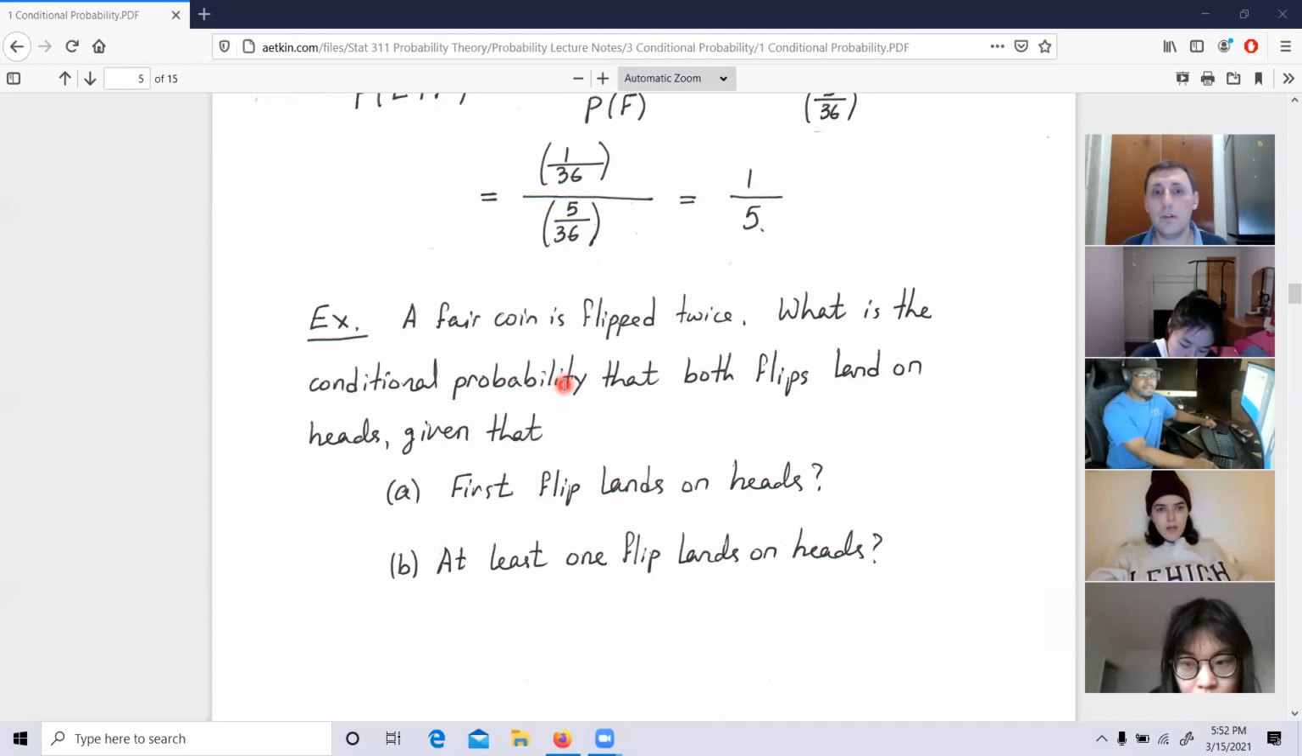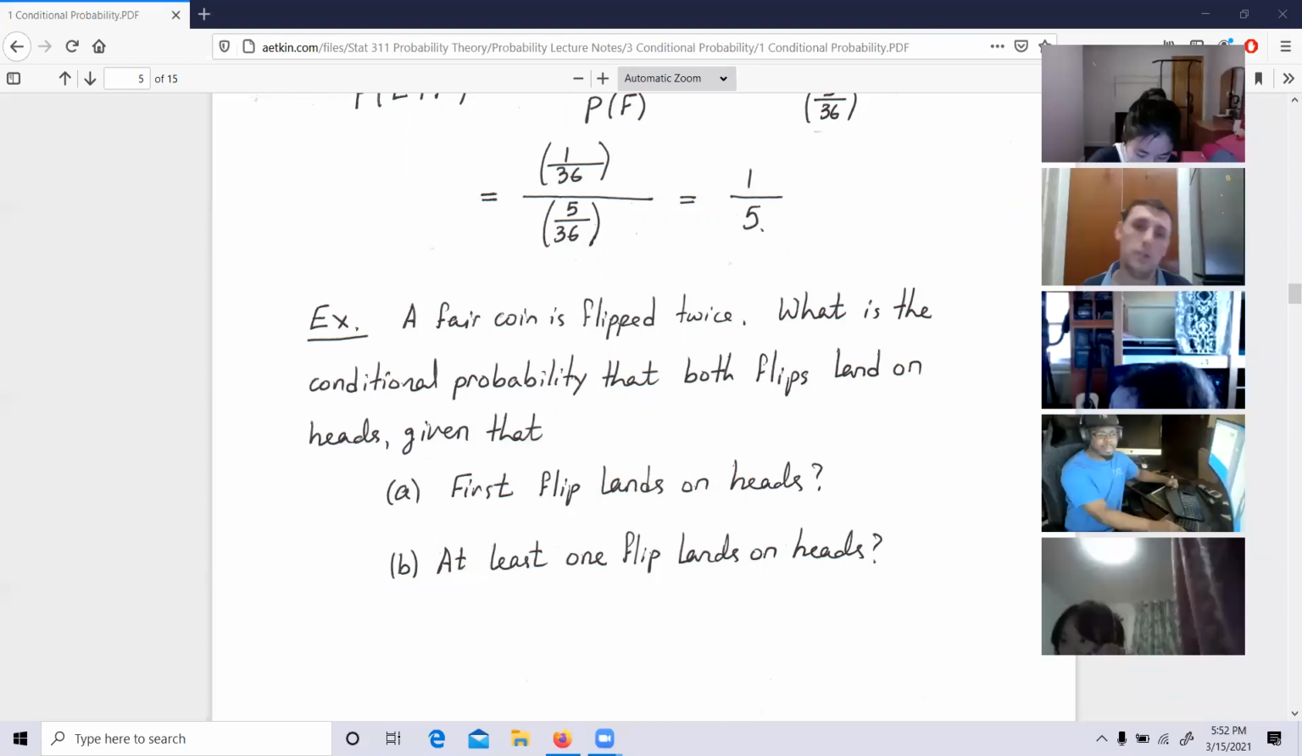So you understand, we threw it twice. First question is, what's the probability that both are heads, given that the first was a head, and B, at least one was a head? So try to see if you can answer both A and B simultaneously. Write them together when you submit your answers, if you can.